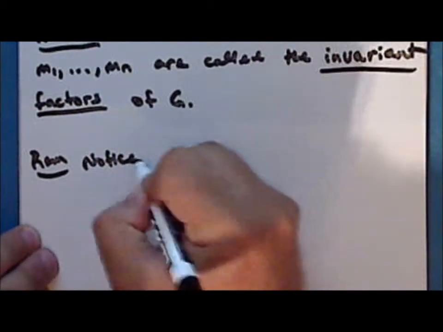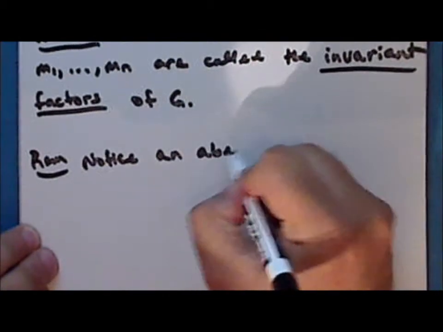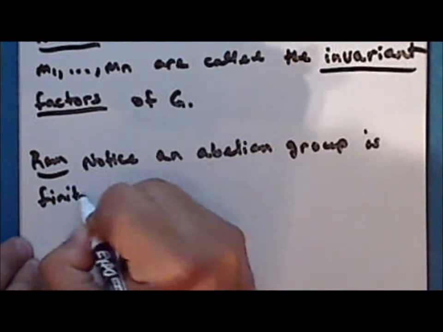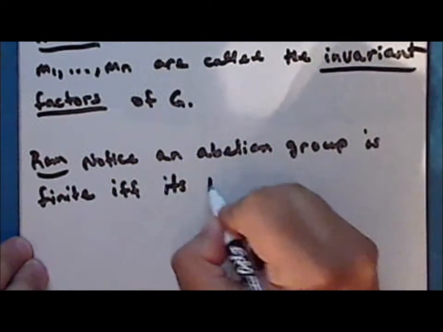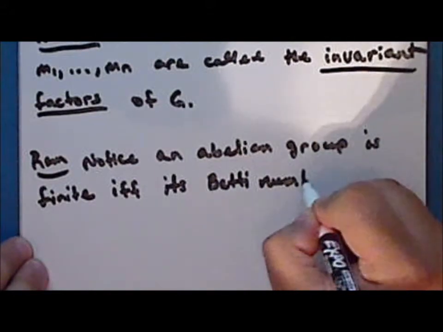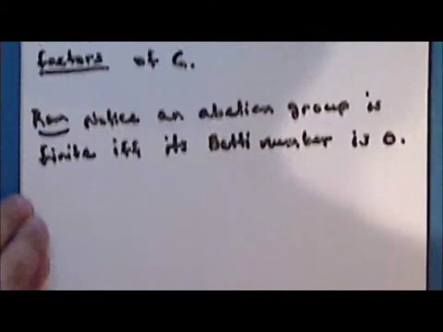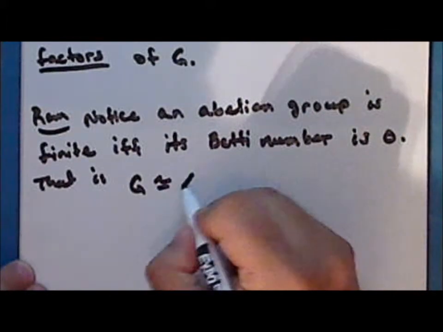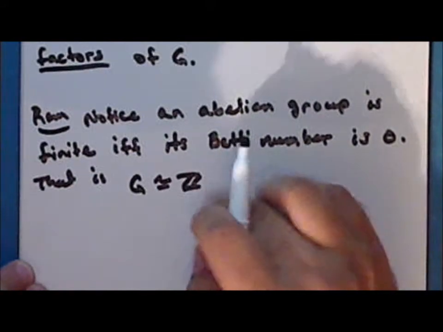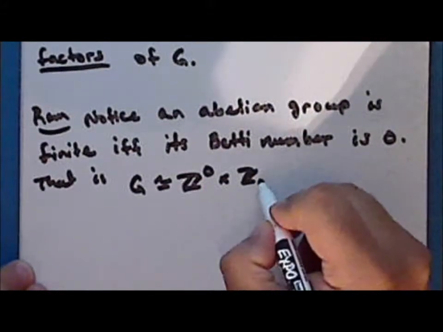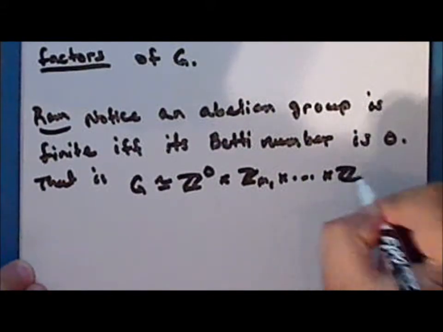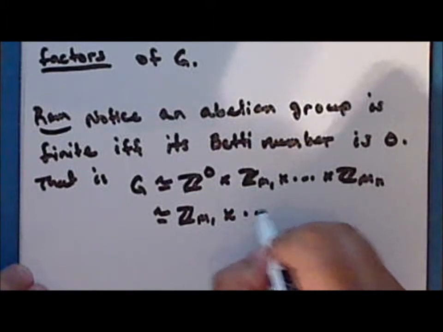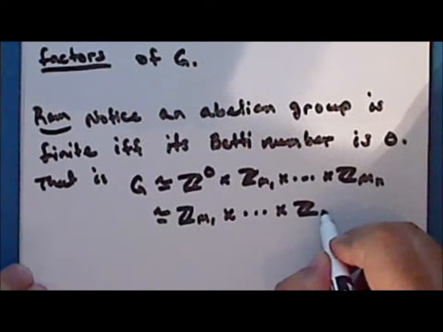So notice that an abelian group is finite if and only if its Betti number is 0, that is, the group G is isomorphic to the integers superscript 0 times the integers modulo m sub 1 and so on, times the integers modulo m sub n, which in turn is isomorphic to the integers modulo m sub 1 through the integers modulo m sub n.